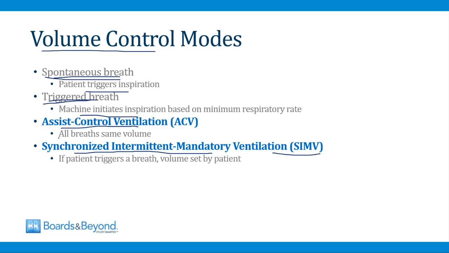In assist control ventilation, all the breaths have the same volume of air, that set tidal volume. If you say the tidal volume is going to be 500, then every single breath in assist control, whether it's triggered by the patient or the machine, is going to have 500 cc's of air. In SIMV mode, if the patient triggers a breath, the patient is allowed to set their own volume based on various parameters. So in other words, the machine-triggered breaths will give a guaranteed tidal volume of, say, 500 cc's of air that you set. But if the patient spontaneously breathes, then the patient is allowed to set their own tidal volume.